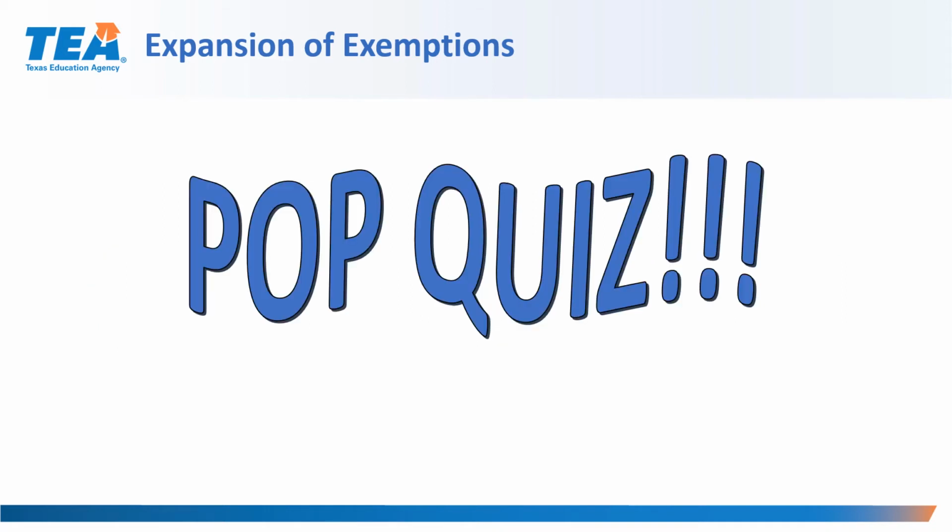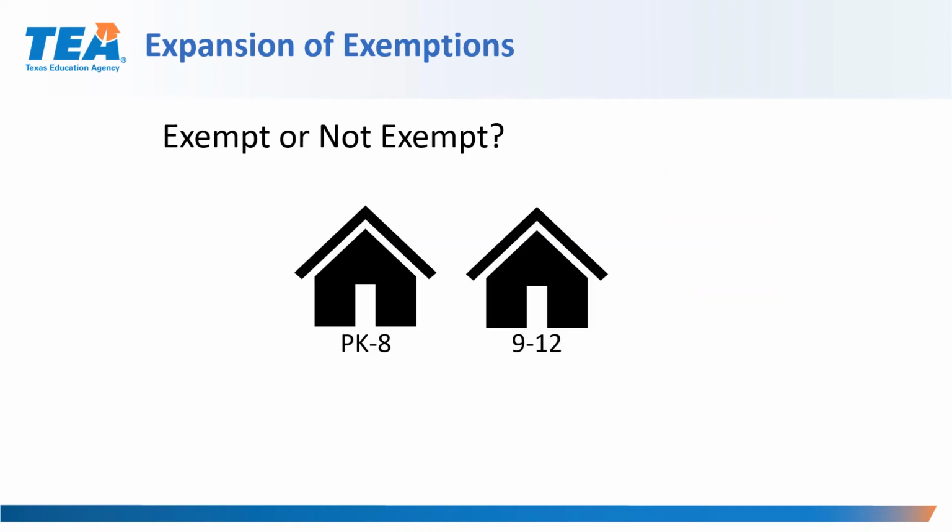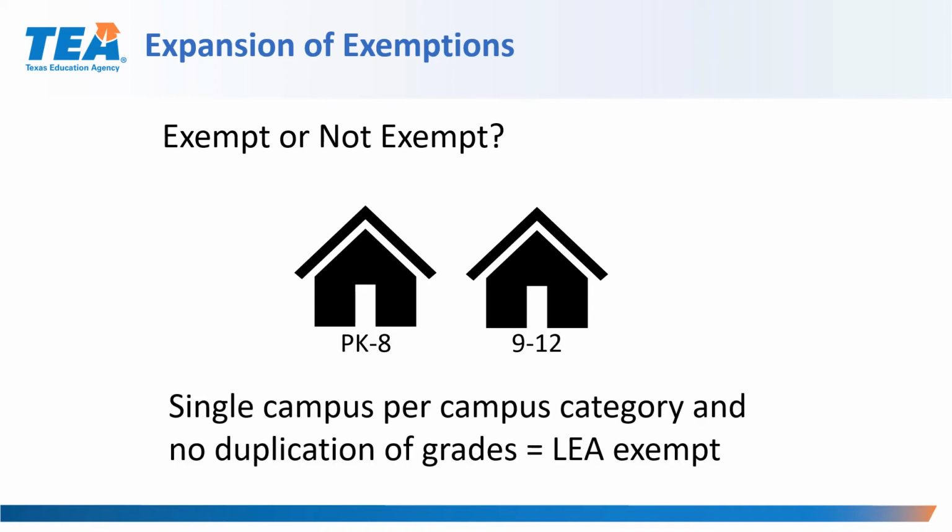Now it's time for a pop quiz. It's self-graded, don't worry. In this example, the LEA has two campuses, a PK through 8 campus and a 9 through 12 campus. Would it be exempt or not exempt from the SNS methodology requirement? Because there is only a single campus per campus category and no duplication of grades, the LEA would be exempt.